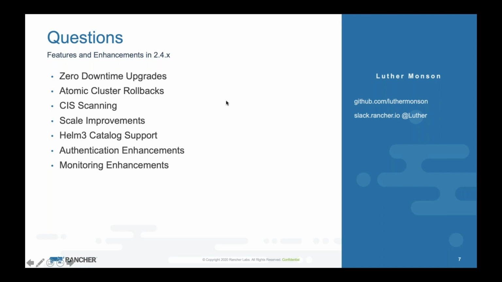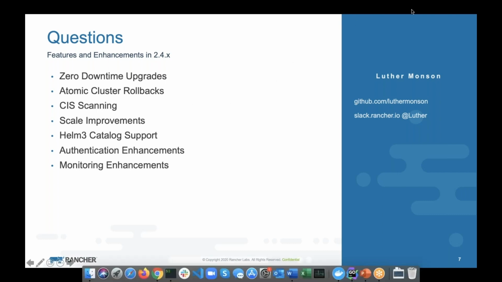It's quite a big team we have now at Rancher. We've grown considerably and we're very proud of that. But that also means that we don't know everything. So you're asking a couple people who worked on the zero downtime upgrades and the atomic cluster rollbacks. I touched the CIS scanning a little bit because I helped the DevOps guy with it, and I know about scale improvements. I did some auth enhancements, but the other stuff I might not be able to answer questions about. But feel free to ask them. We're here. We have time, and we're available.